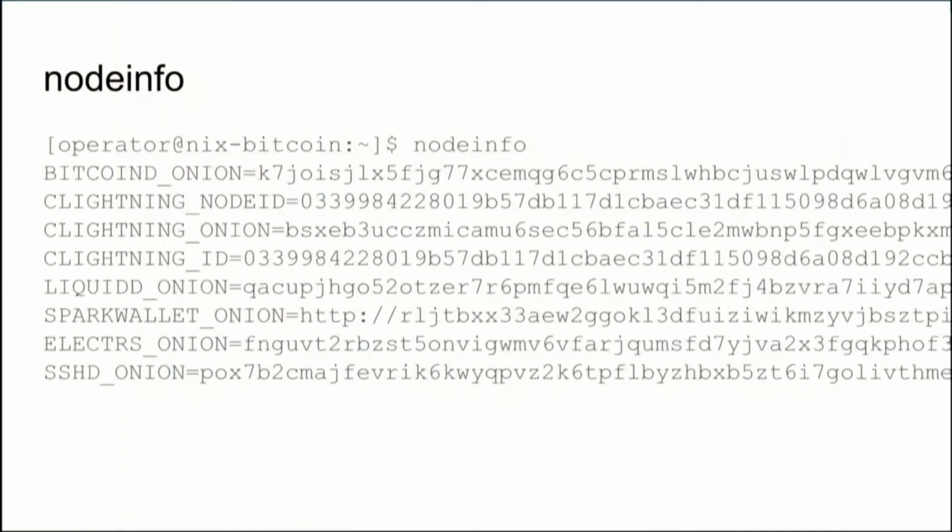Okay, back to this node info command. It's basically the first step. You can run it as the operator user. See, there's Bitcoin, Onion, C Lightning, Liquid, Spark Wallet. There's also Electrs running on the system if you enable it. And there's an SSH Onion if you want to SSH into your node from outside but don't want to deal with NAT issues.